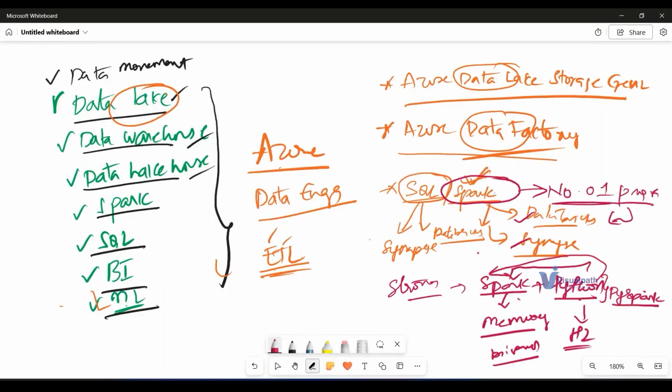You can use PySpark in Databricks and Synapse, for Spark and SQL together.